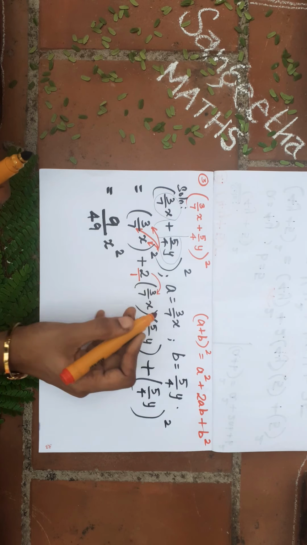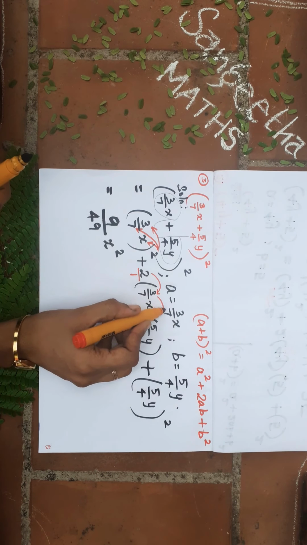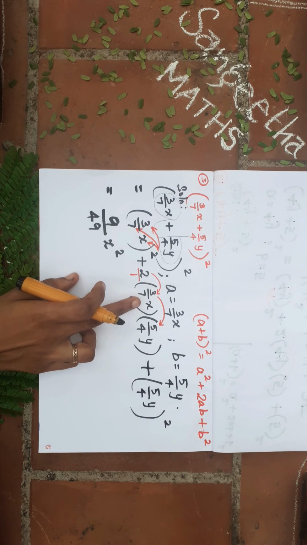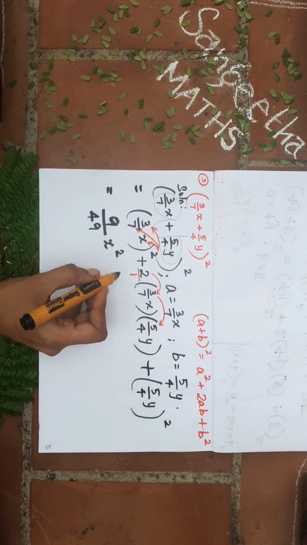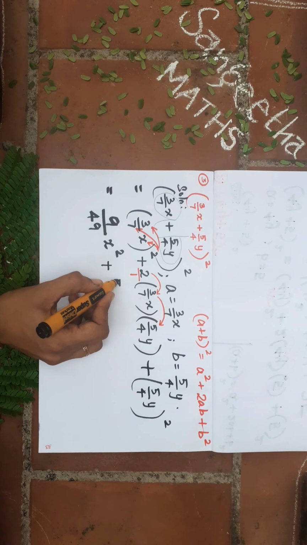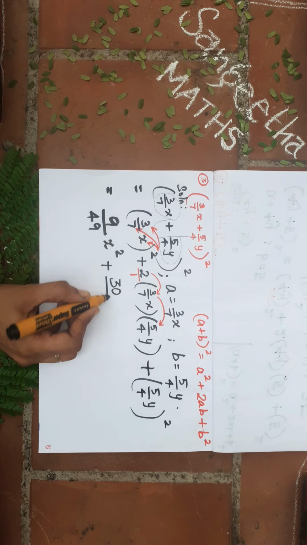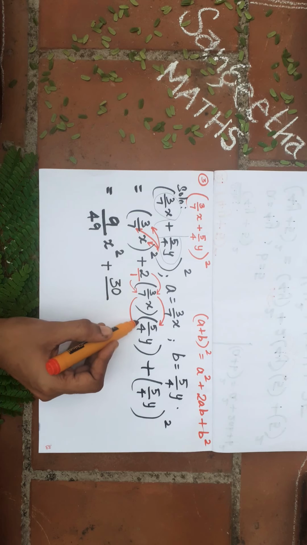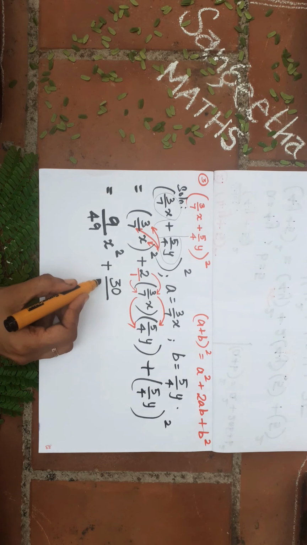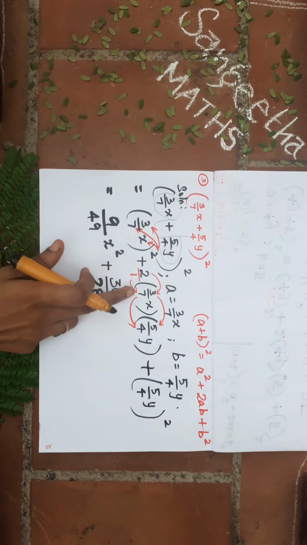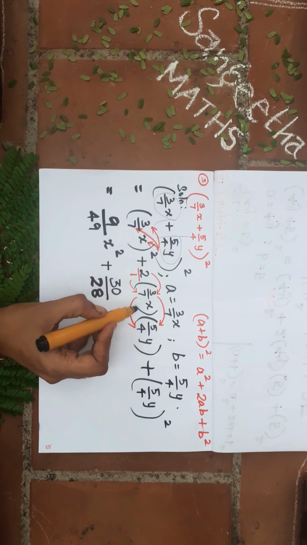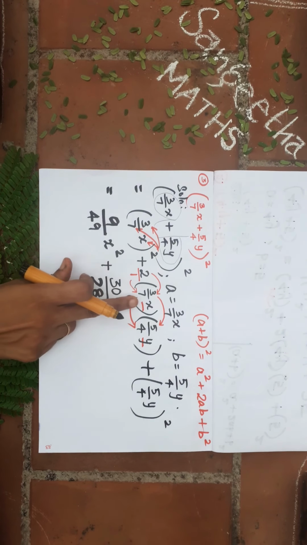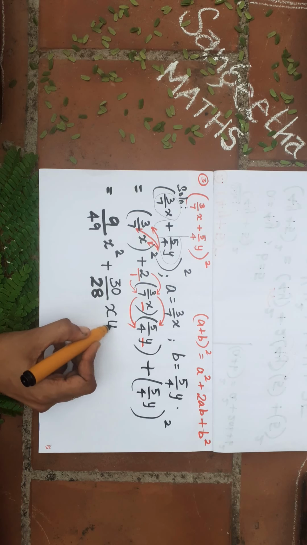2 into 3, it is 6. Then 6 into 5. So 2 3s are 6, 6 5s are plus 30. And what comes in the denominator? It is 1 into 7, 7. 7 into 4, it is 28. 1 into 7, 7. 7 4s are 28. So what variables do we have? We have x here, we have y here. So x into y, it is xy.